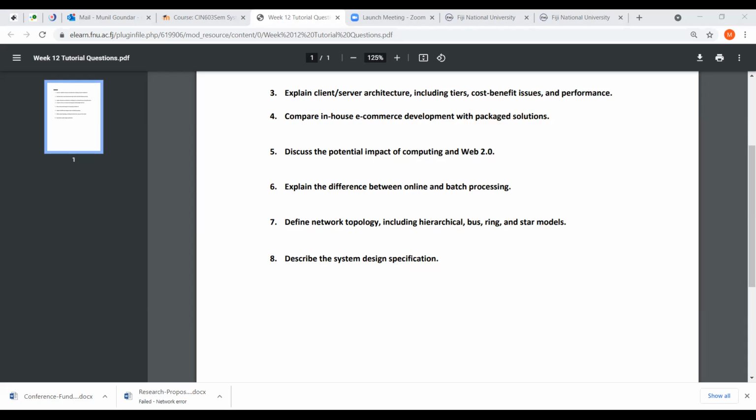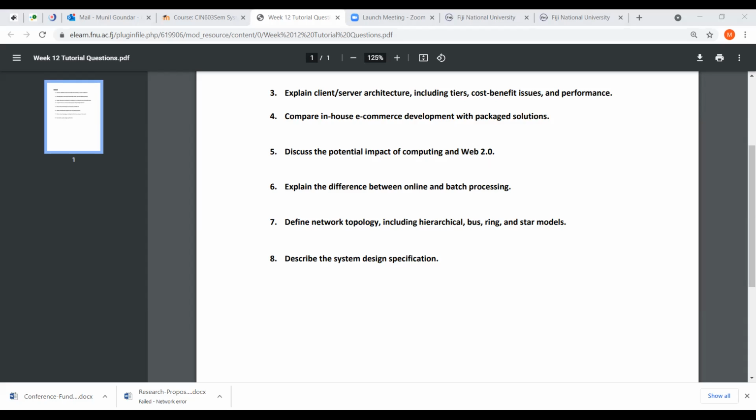Online processing requires more resources than batch processing. All right. That's question number 6.